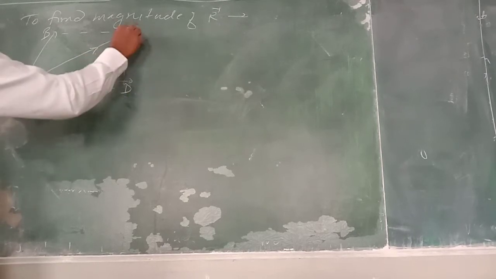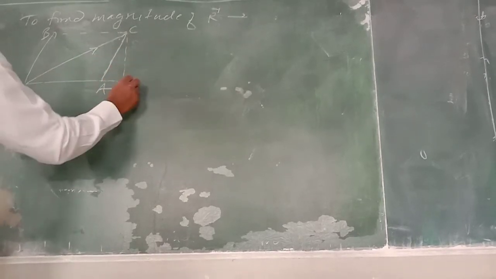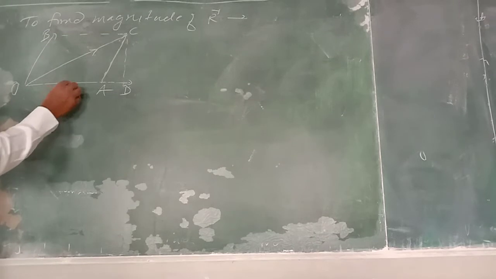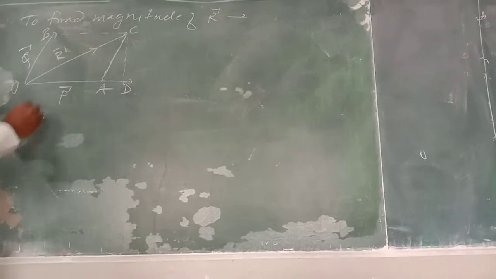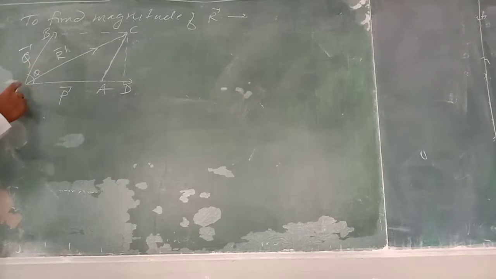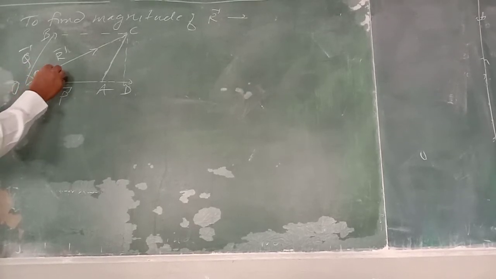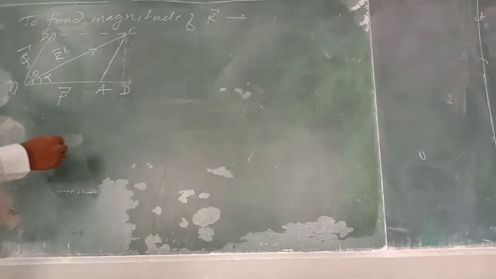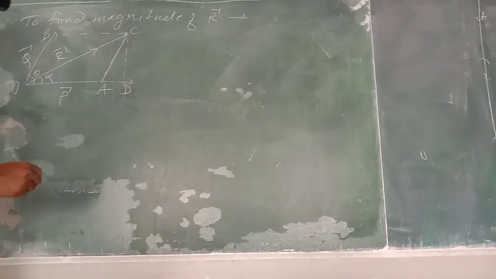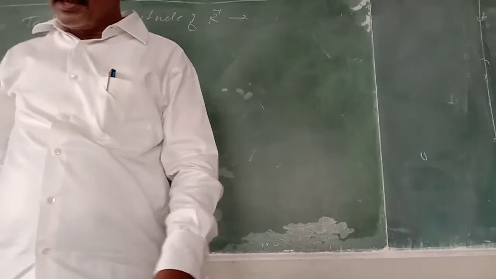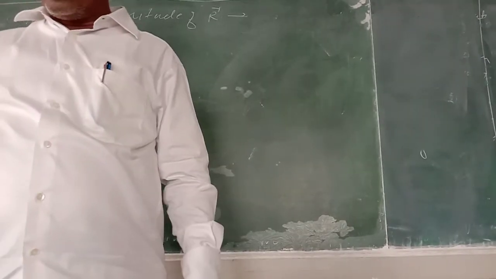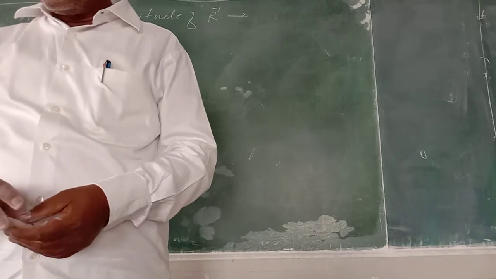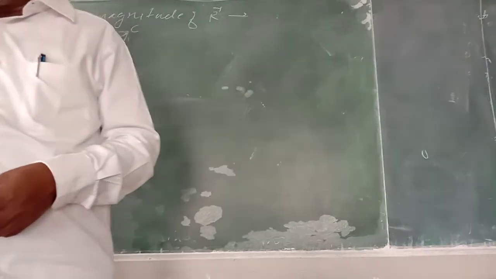Okay, draw perpendicular BD to OA produced. Vector P, vector Q, and R is the resultant vector. Theta is the angle between P and Q, and alpha is the angle between P and R. Okay, so first of all, the derivation of this, an explanation of this diagram.